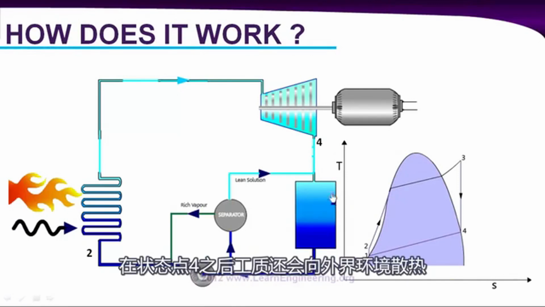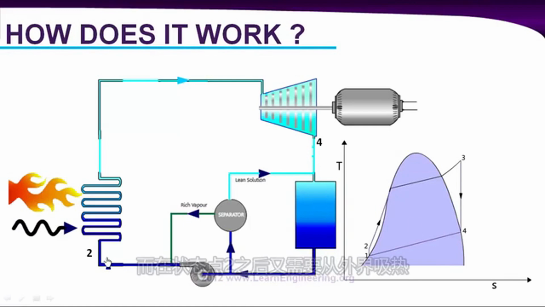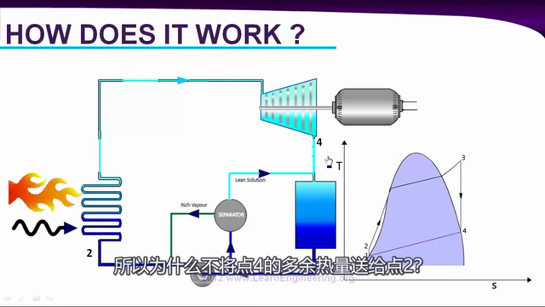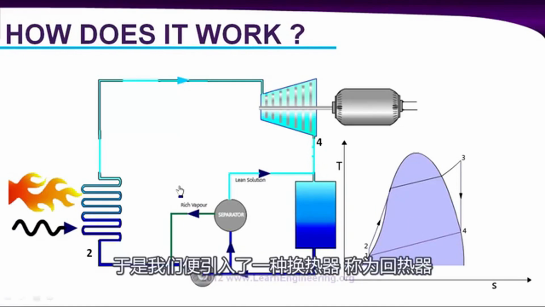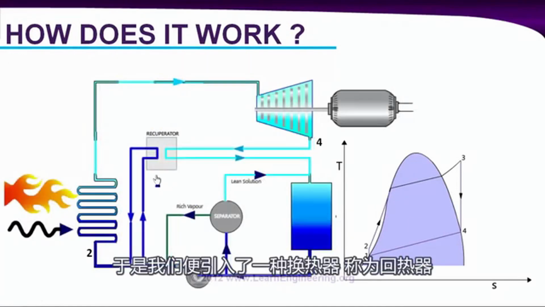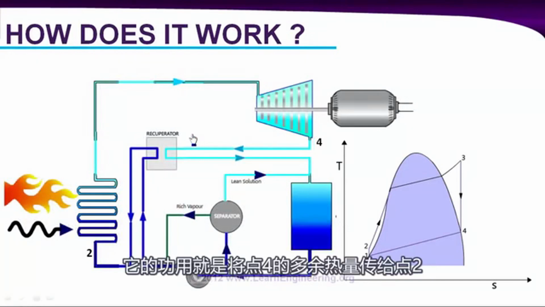After this point 4, we are rejecting heat to the surroundings. And after this point 2, we are absorbing heat from some external agency. So why can't we supply some amount of heat from point 4 to point 2, which will save some energy and will obviously increase the power plant efficiency? That's exactly what we do here. We are introducing a heat exchanger called a recuperator. And the function of the recuperator is to transfer some amount of heat from point 4 to point 2.